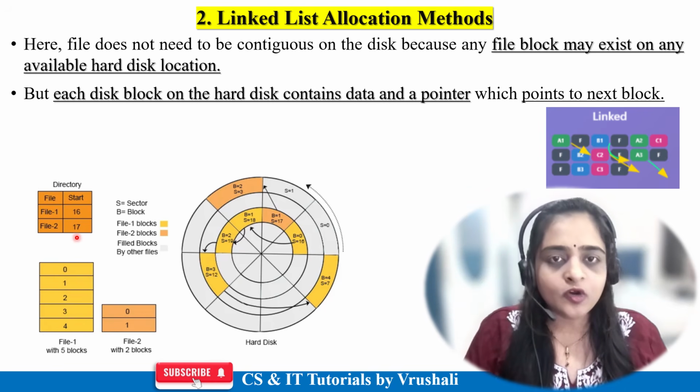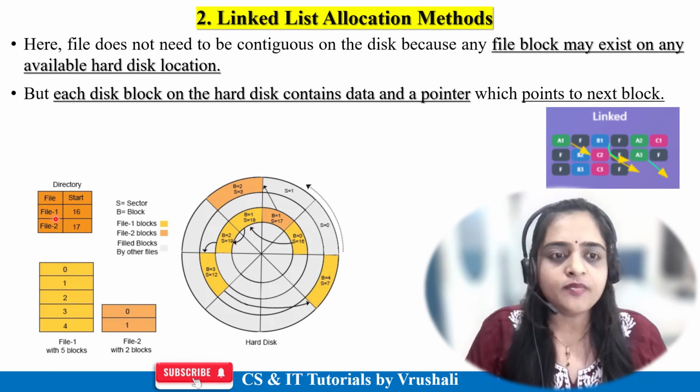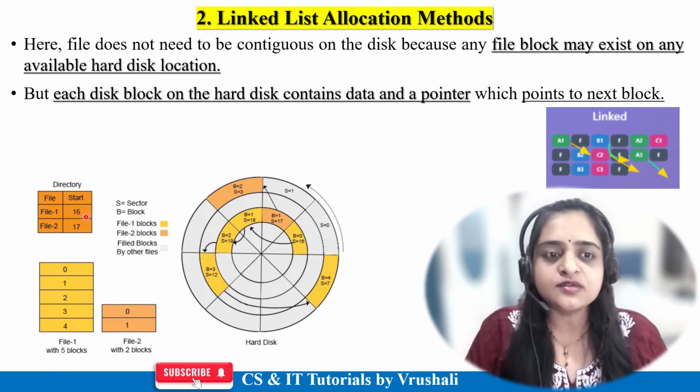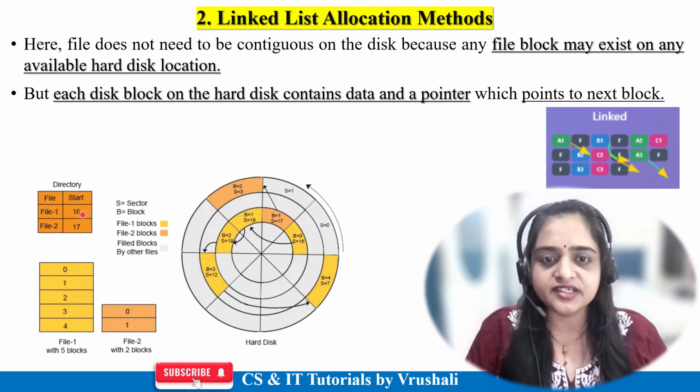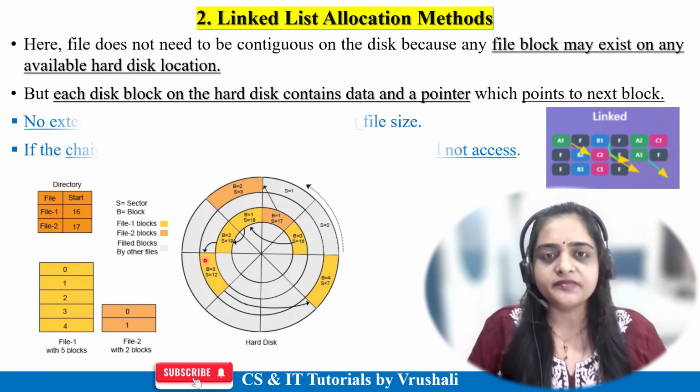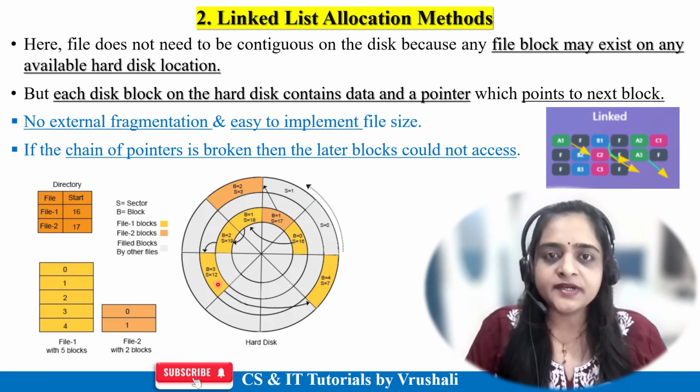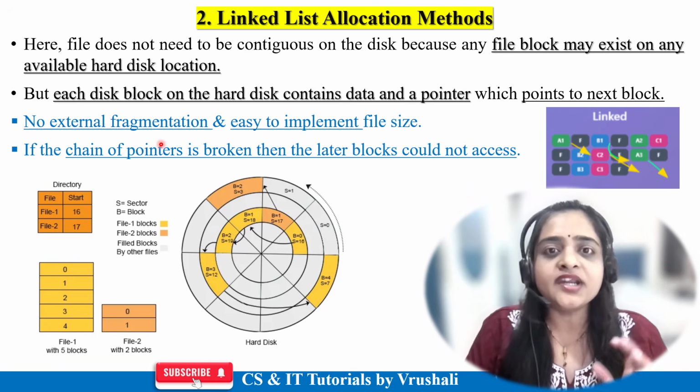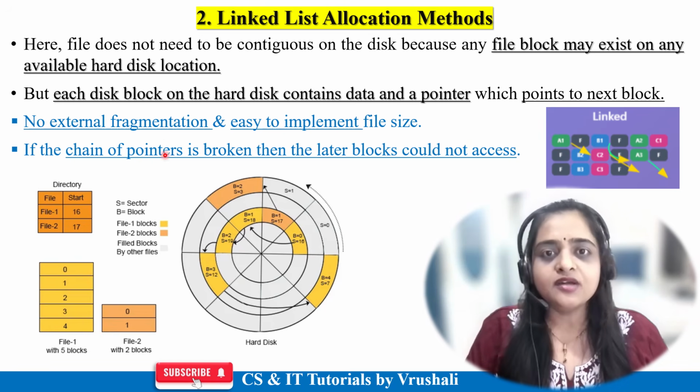See here in the directory table. The directory table just stores the starting position of a particular file, like file 1, whose starting block, meaning the first block, is stored at sector 16. And from this 16, it uses the concept of pointer. So basically, in this particular method, external fragmentation does not occur, right? Because free space is available. It is also very easy to implement.